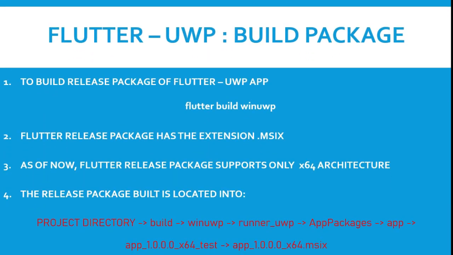So now let us move ahead to how to build Flutter UWP release package. If you wish to build Flutter UWP release package, then the flutter build winuwp command is used. The Flutter release package has the extension .msix, and it supports only x64 architecture. It does not support as of now x86 architecture, ARM architecture, ARM64 and neutral architecture.